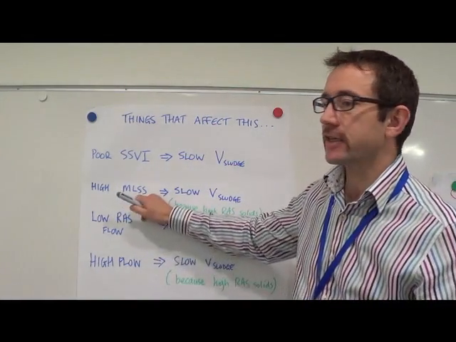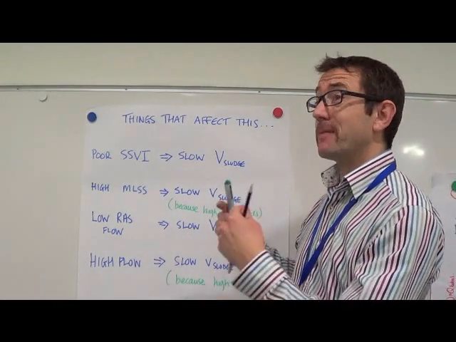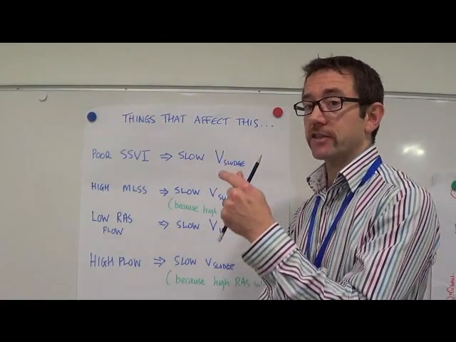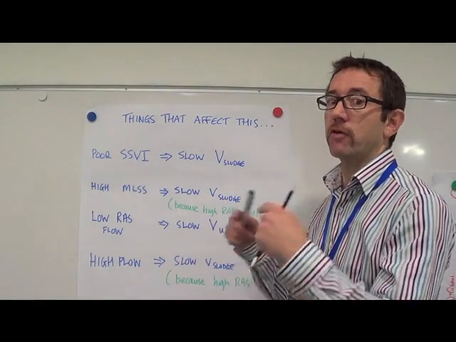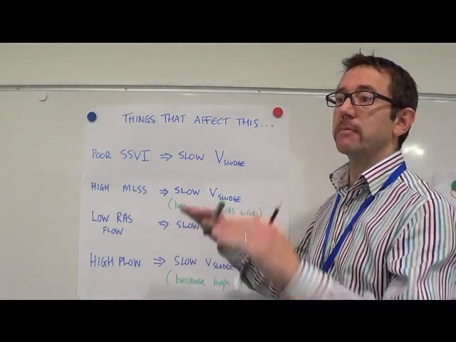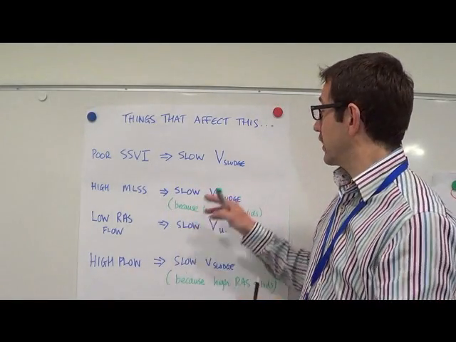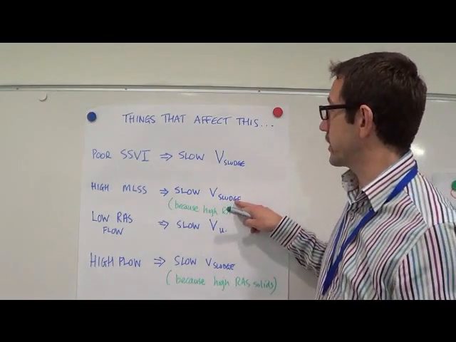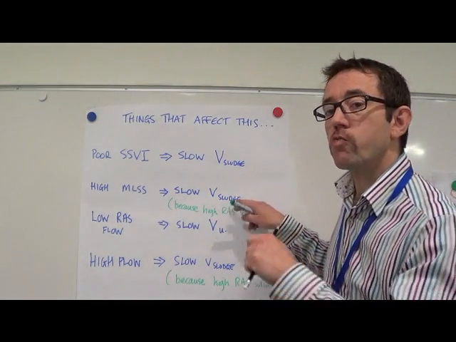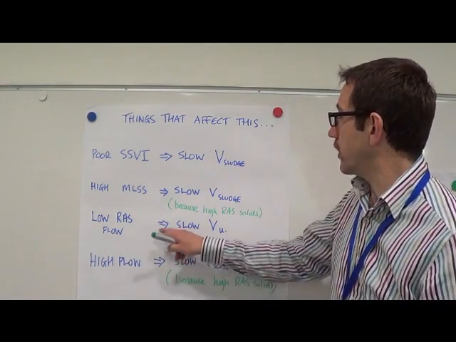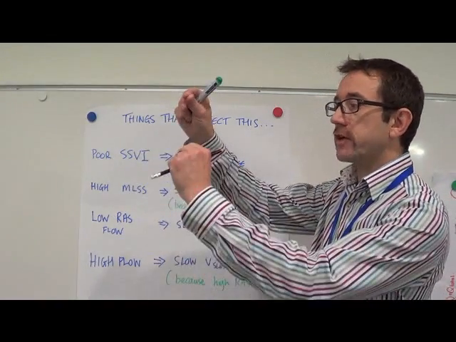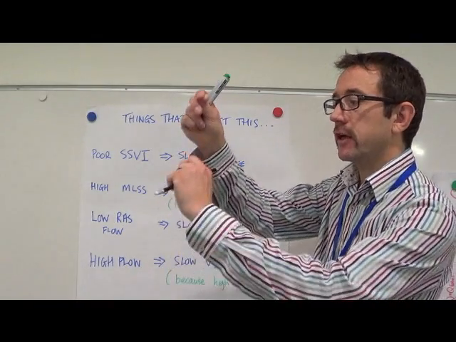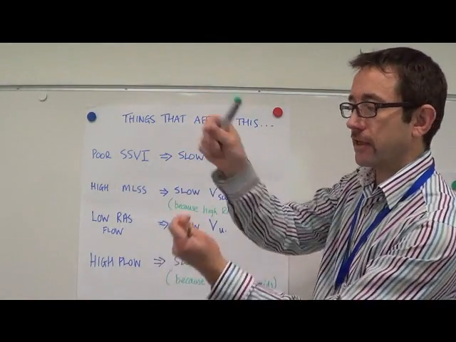If you've got high mixed liquor suspended solids coming into your tank, the mass balance thing says you must have a really high RAS solids. And we've already established if you've got a really high RAS solids, that means the blanket's going to slow right down. So that's why you've got a slow V sludge again. So it manifests itself in the same way. If you've got a low RAS flow, you've got a slow VU. So the two things acting for you, the velocity of the liquid and the velocity of the stuff through the liquid, you're now affecting this one if you stop the RAS.